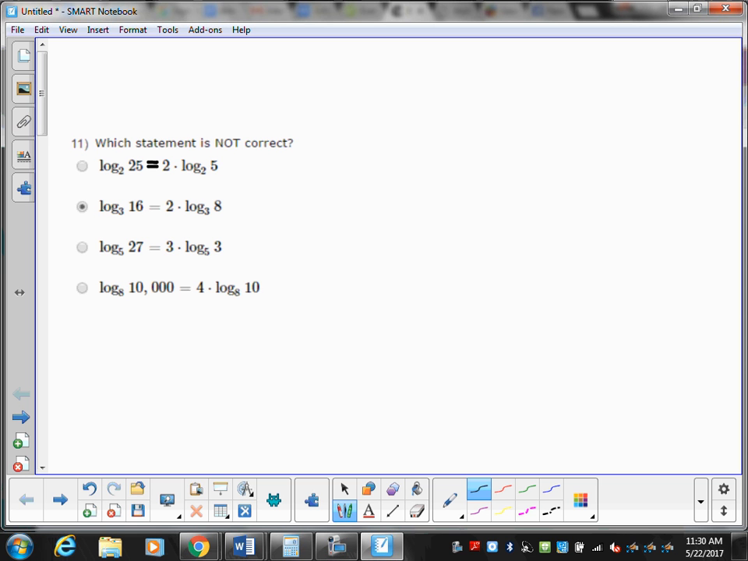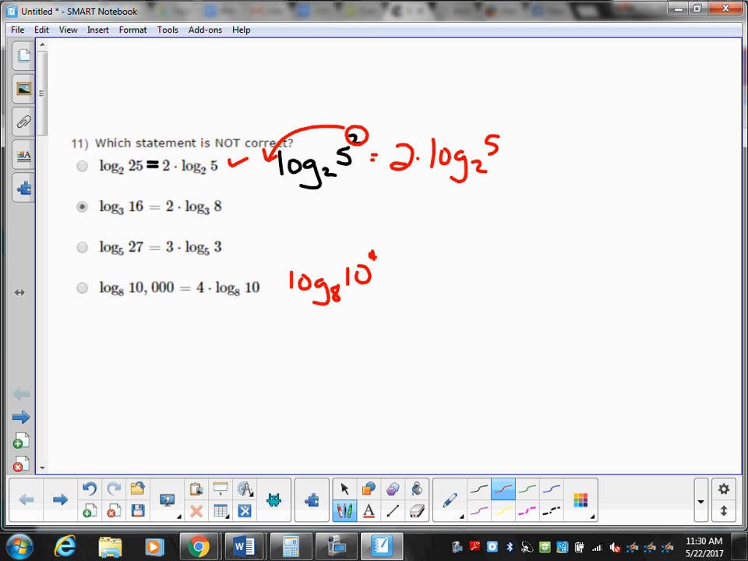Knowing that any exponents move out to the front, so like in this first one, if I rewrite 25 as 5 to the second power, because 25 is 5 to the second power, that 2 goes out to the front, and so it ends up being 2 times the log base 25. And so that one is correct, and so that can't be your answer. And if I rewrite this last one down here as the log base 8 of 10 to the 4th, then just like that one up there, that 4 can move out to the front, and so that equals that. So this one here is correct, and that one is correct.